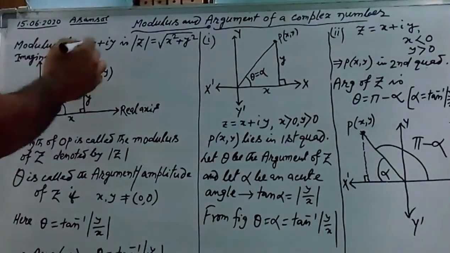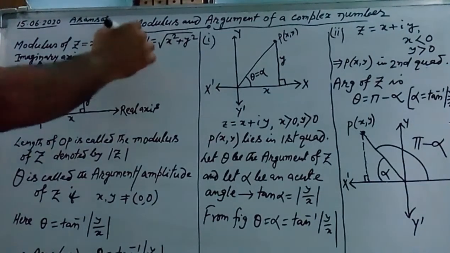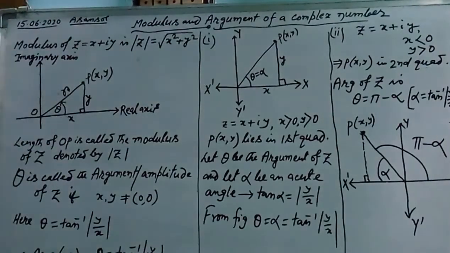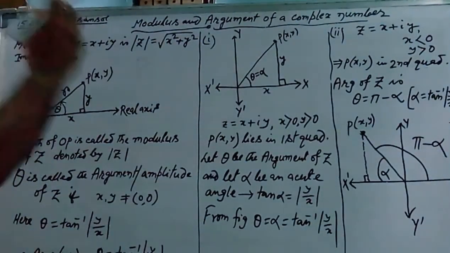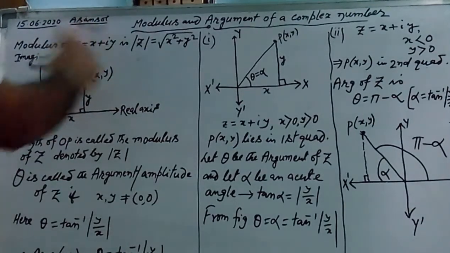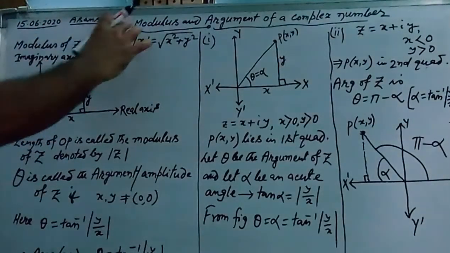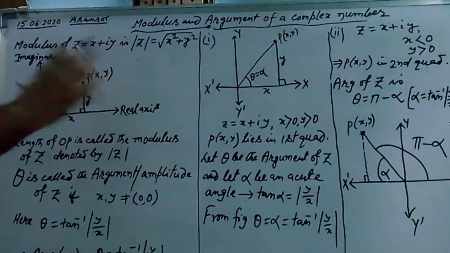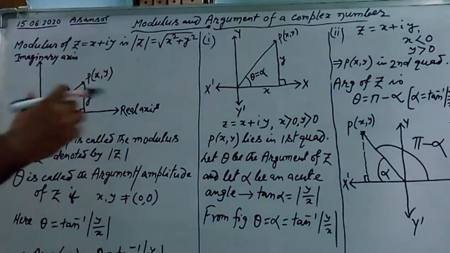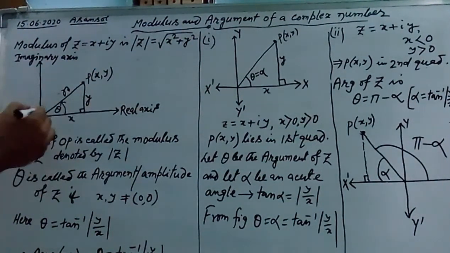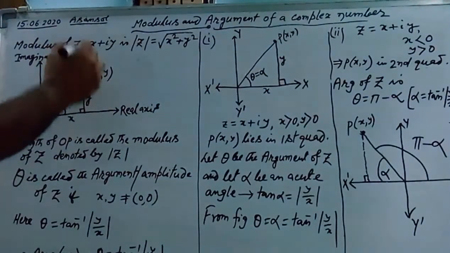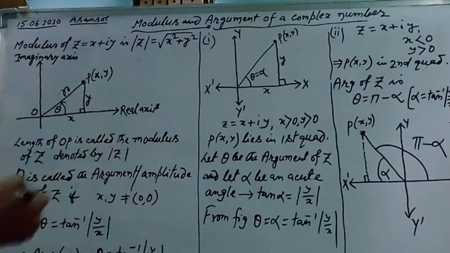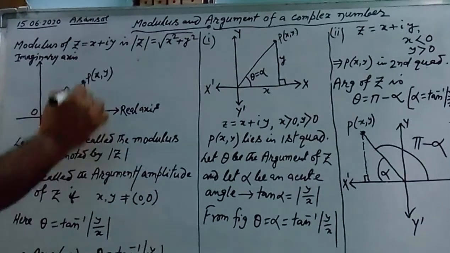Modulus of z is equal to x plus iy: mod z is equal to root over x square plus y square. We can write this directly, if a complex number is given in the form z equal to x plus iy, mod z is equal to the square root of x square plus y square. But we'll try to understand it geometrically. This is the real axis and this is the imaginary axis. Suppose z is equal to x plus iy, the point P(x, y). So this is x and this is y.